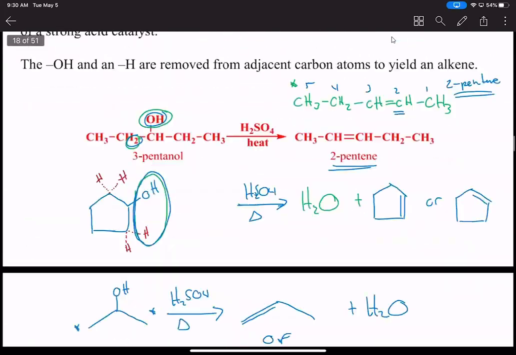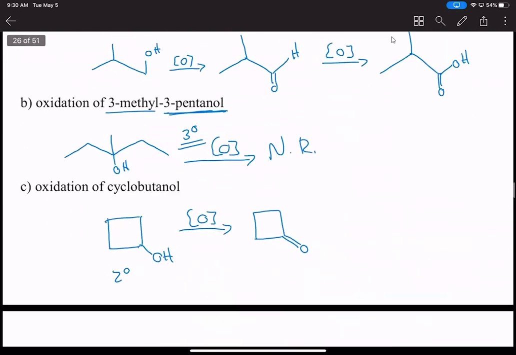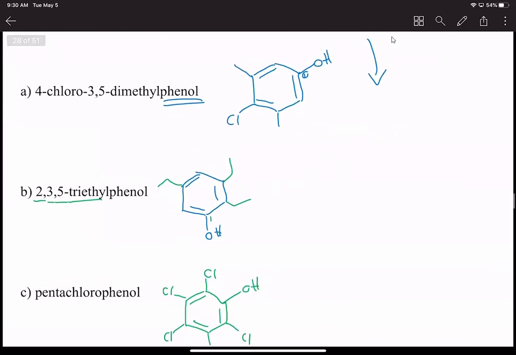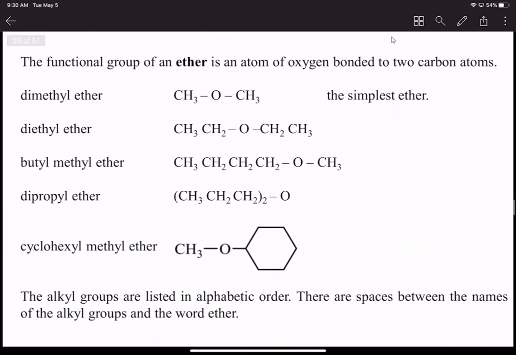All right, so we've completely covered alcohols, I think. I don't think there's anything we missed. We covered our reactions, dehydration, oxidation, naming phenol. So now we'll talk about our ethers. Ether is another functional group.